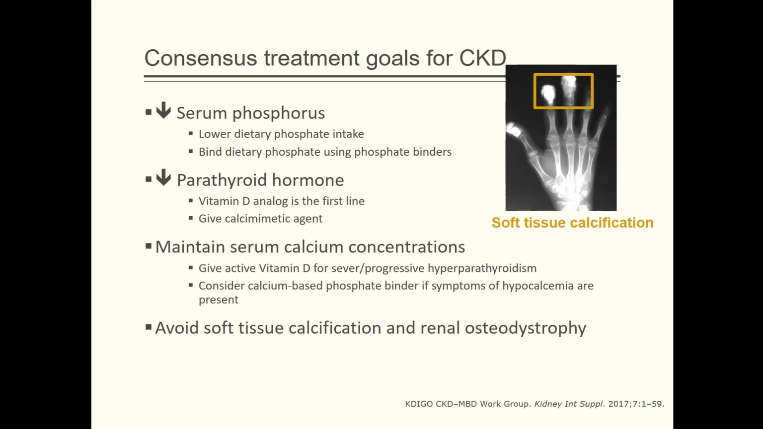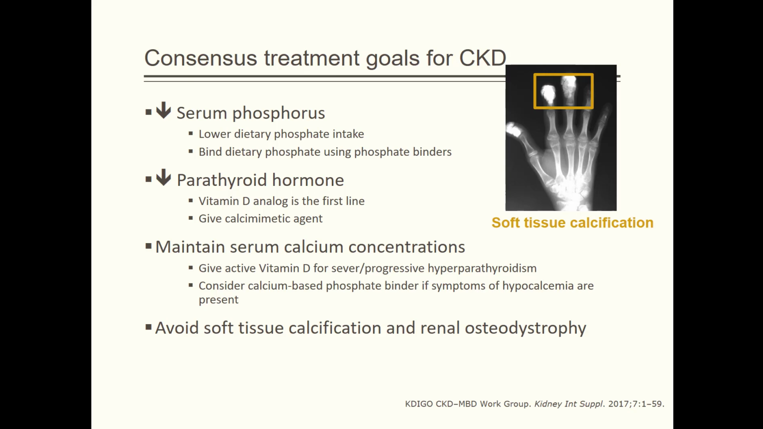This page shows consensus treatment goals for CKD. We want to decrease serum phosphorus. We would like to lower dietary phosphate intake in our patients, bind dietary phosphate using phosphate binders. We also want to decrease parathyroid hormone. We would use vitamin D analog as a first-line agent or give calcium mimetic agents.